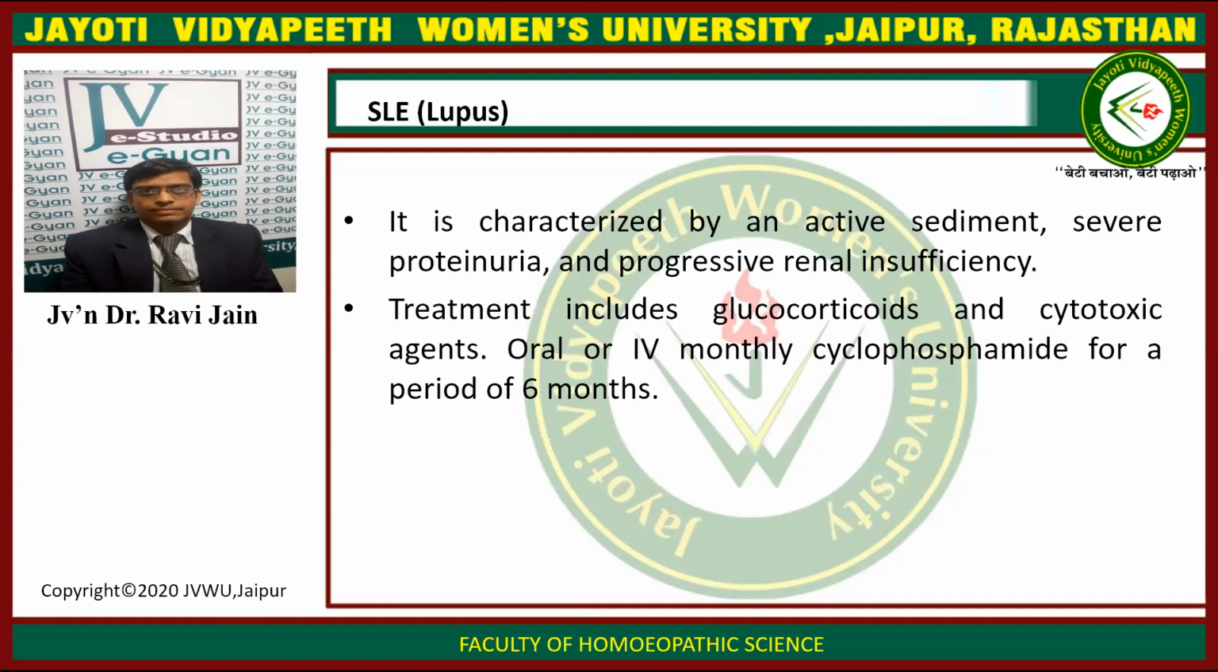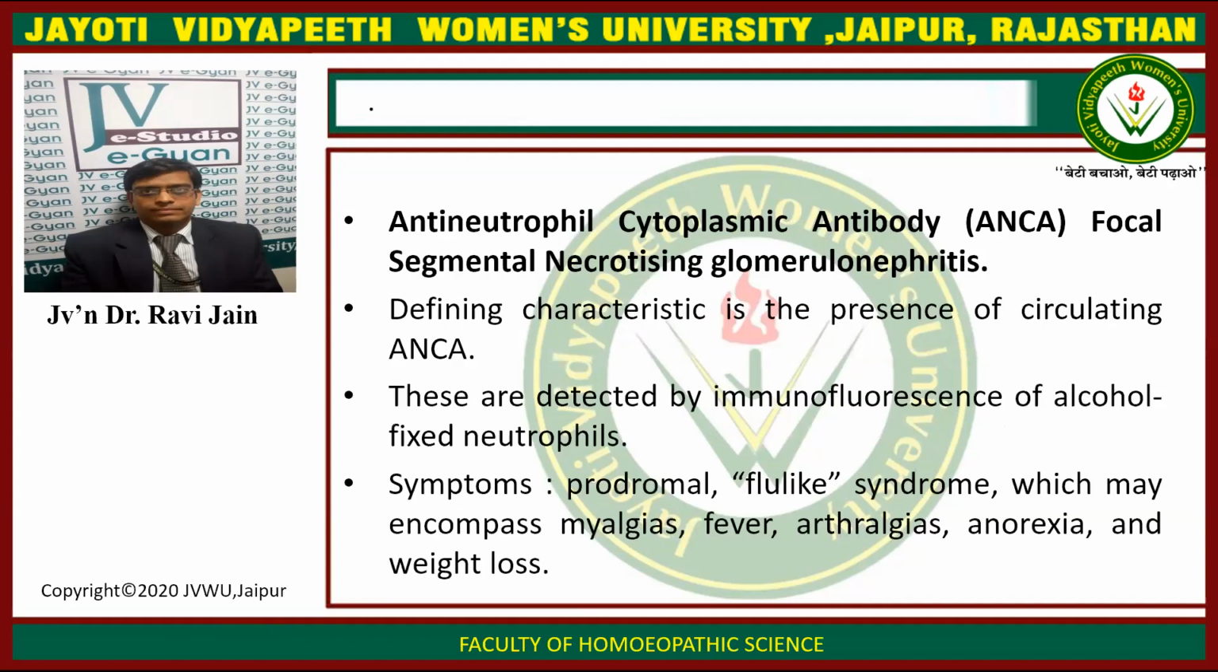SLE is characterized by active sediments, severe proteinuria, and progressive renal insufficiency. The treatment includes glucocorticoids and cytotoxic agents: oral or intravenous monthly cyclophosphamide for a period of 6 months. This is the treatment of choice in case of SLE or lupus.